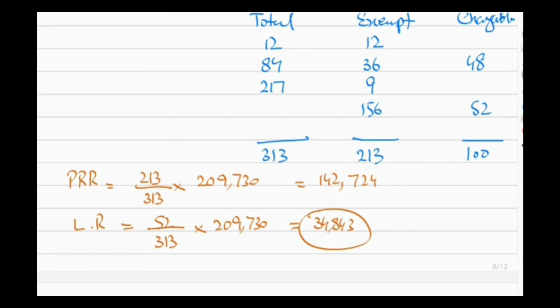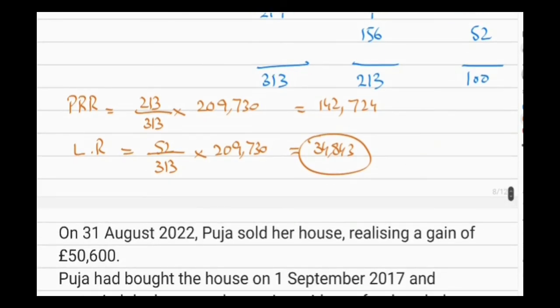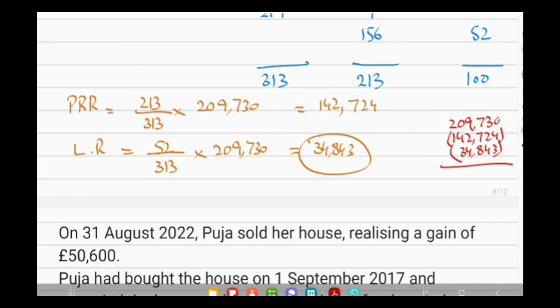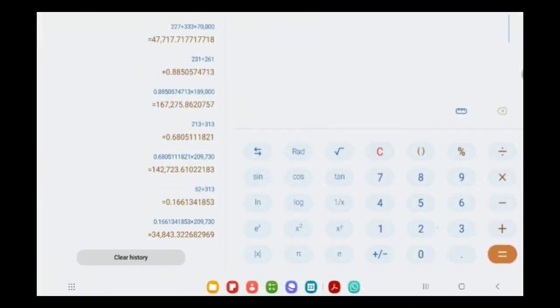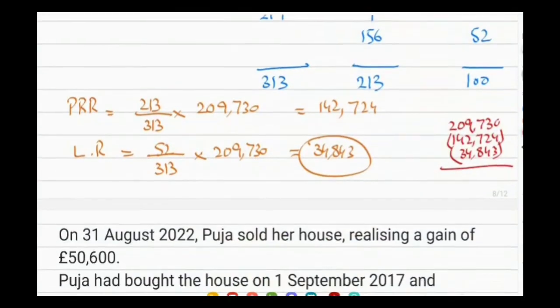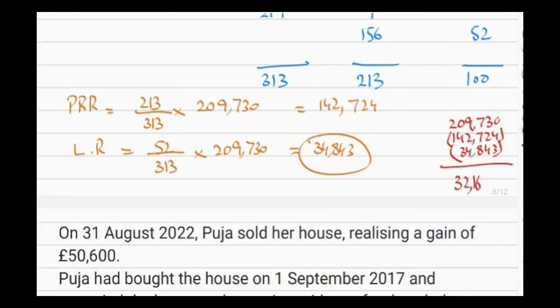Out of the gain of 2,09,730, you have to deduct the personal private residence relief as well as letting relief, and the remainder is your chargeable gain. So it is 209,730 minus 34, and this is 32,163, your chargeable gain.